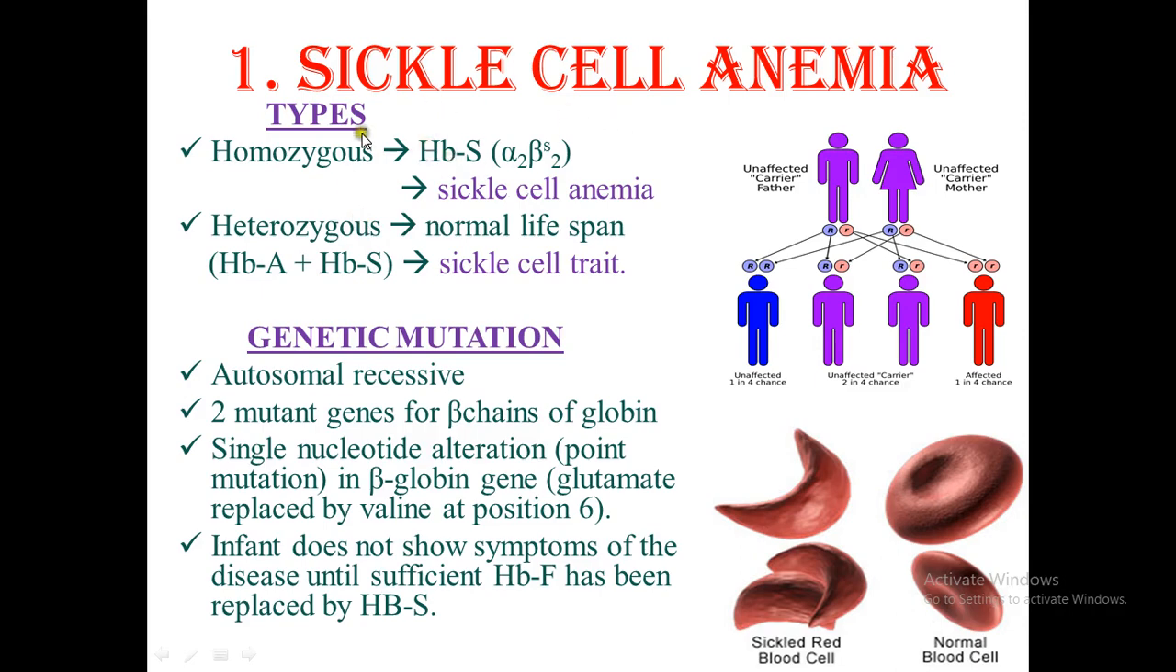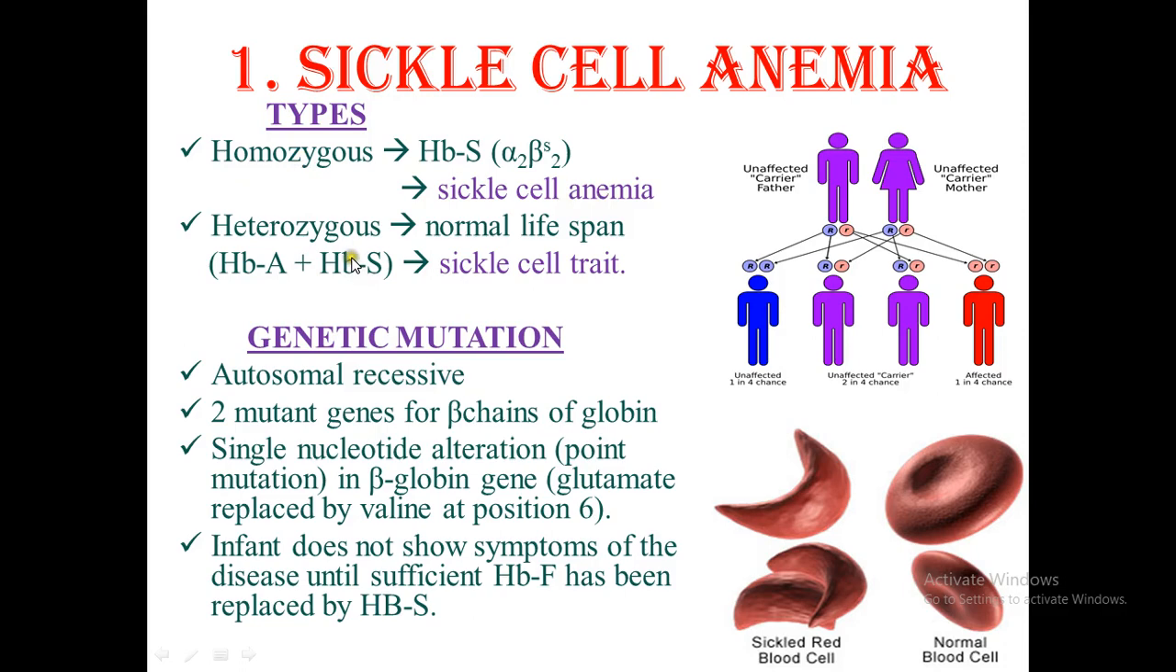So sickle cell anemia is of two types, divided into two subclassifications: homozygous sickle cell anemia and heterozygous sickle cell anemia. What is homozygous sickle cell anemia? This consists of two alpha chains and two beta chains, but they are of the S type. So the patient suffers from sickle cell anemia.